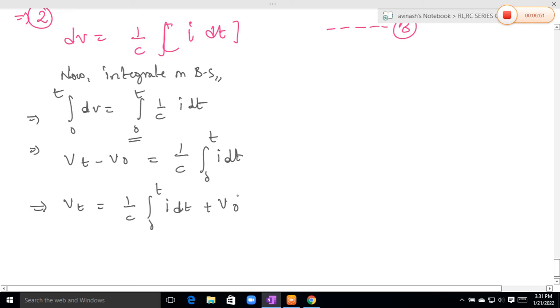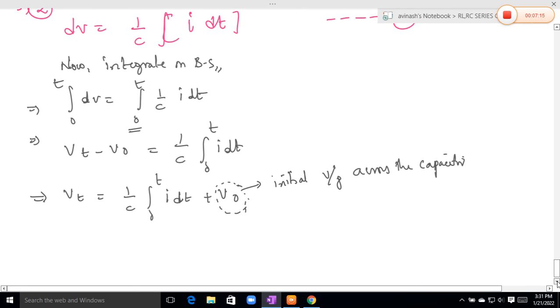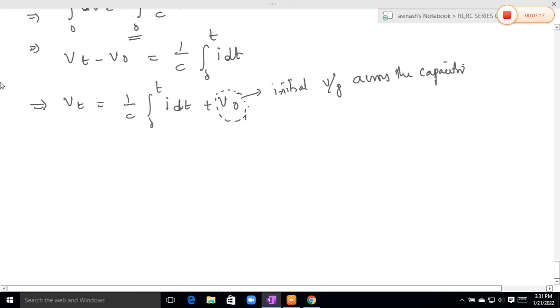What is this V of 0? V of 0 is nothing but the initial voltage across the capacitor. I hope you understand this point. That is the V of t.